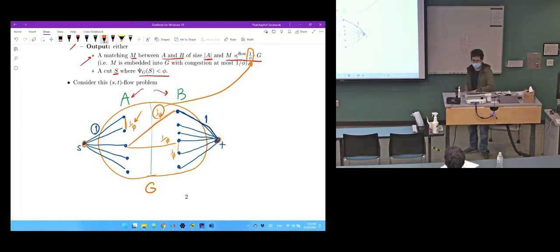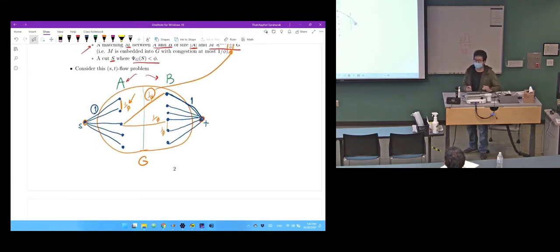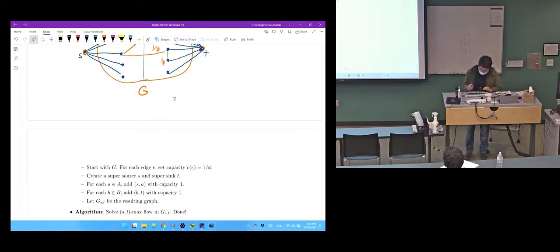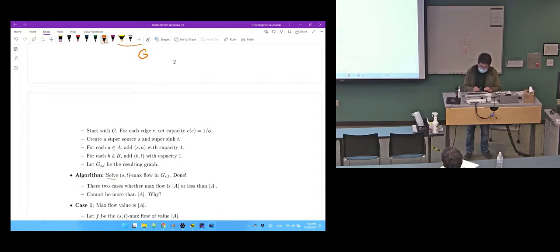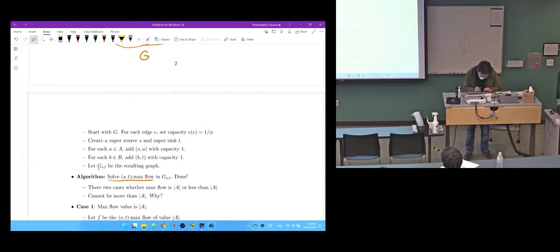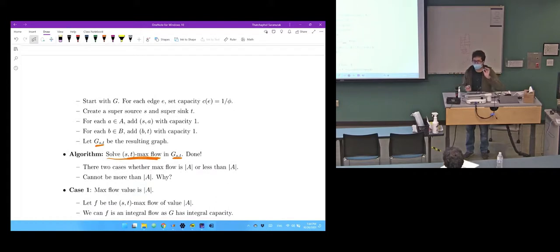So 1/phi here will correspond to this 1/phi here, like the congestion of the embedding. All right. So this is a graph that we will look at, like it's an ST flow instance. And the claim is that once you solve this ST flow, let me call this graph G_ST. It's just a graph where you add an S and T node. If you solve this ST max flow in this graph, then I claim that you're done. And the reason is, it's not clear, right? Okay, but we will see why.